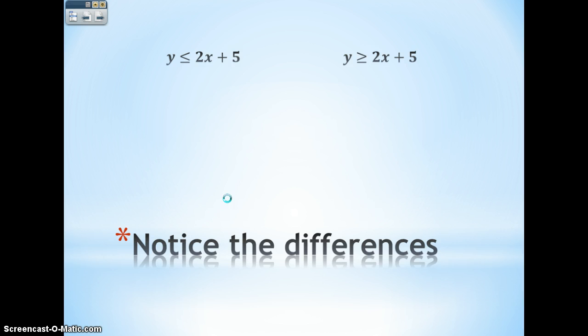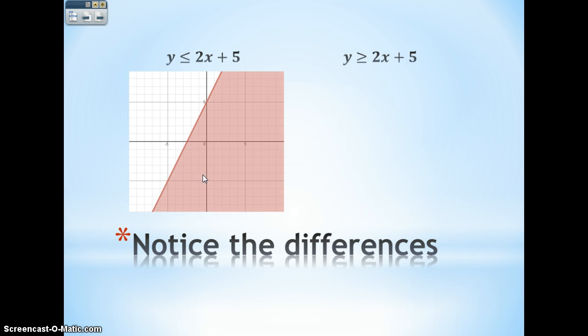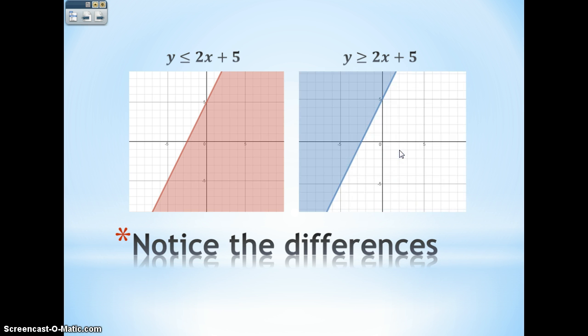Notice the differences. We have two inequalities. They look very much the same. y is less than or equal to 2x plus 5: less than or equal to, I'm going to have a solid line, and the less than tells me I'm going to shade below it. I also have y is greater than or equal to 2x plus 5. Greater than or equal to tells me a solid line, but I'm going to shade above it with the greater than. You'll notice it's the same boundary line, but the shading is in opposite directions.